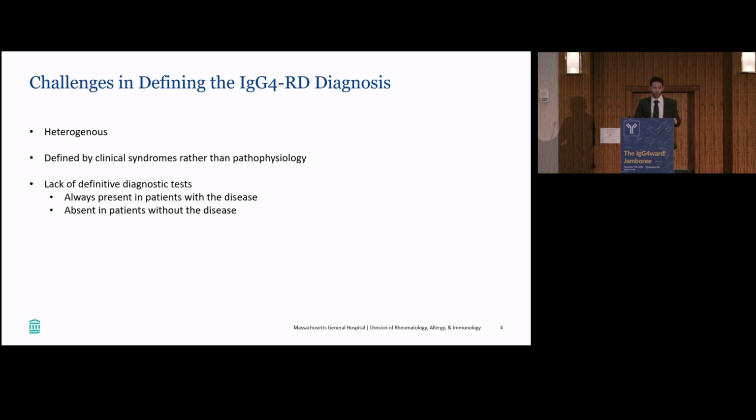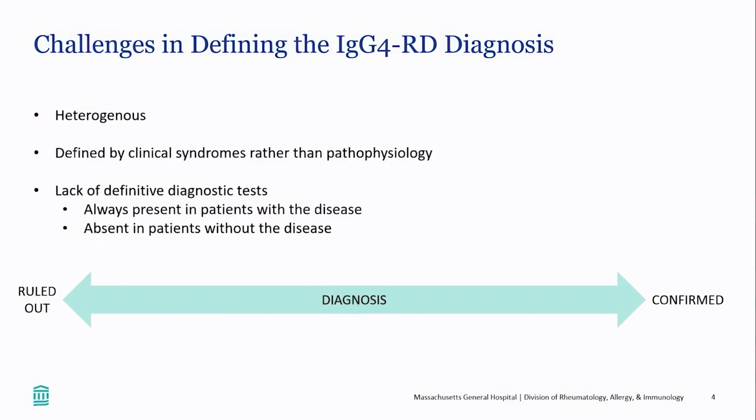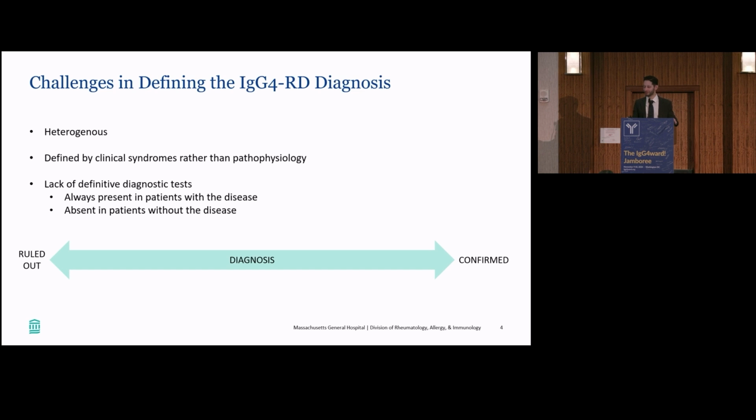And related to that, we don't have any definitive diagnostic tests. And by that I mean a test that is always present in every patient with the disease and is always absent in patients who don't have the disease. There is no such test in IgG4-related disease. So the way we have to approach the diagnosis is really thinking about it more as a spectrum. And we think on the left side of the spectrum, we rule out the disease. On the right side of the spectrum, we confirm the diagnosis. And we don't have anything that can get us all the way 100% to the right side of the spectrum yet. Hopefully that'll happen in the future.